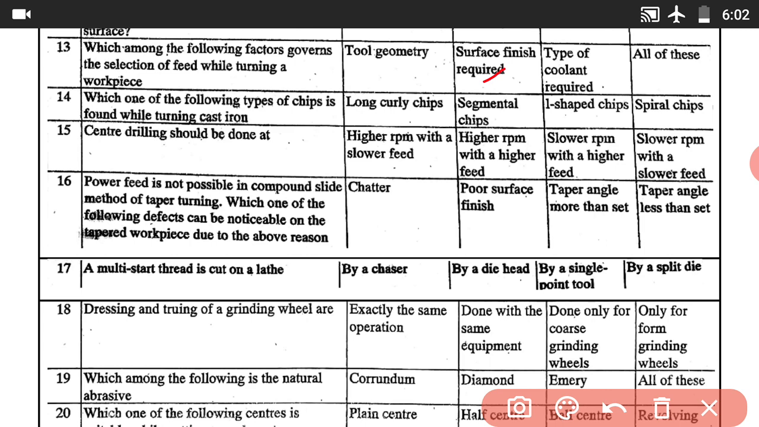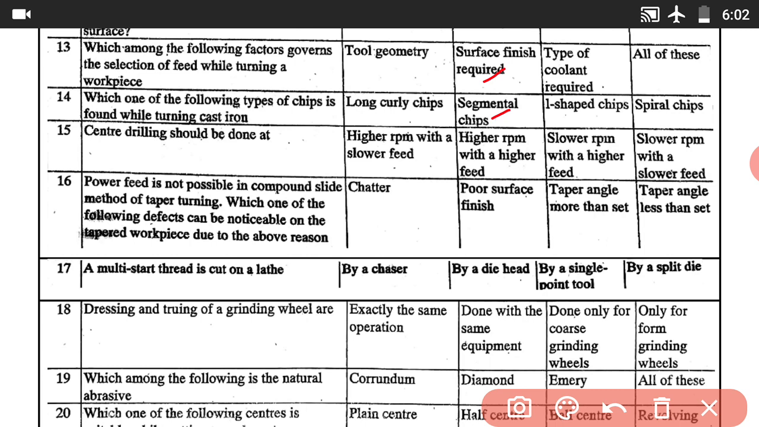Question number 14. Which one of the following types of chip is found while turning cast iron? This question answer segmental chip. Option B is the correct answer, segmental chip.